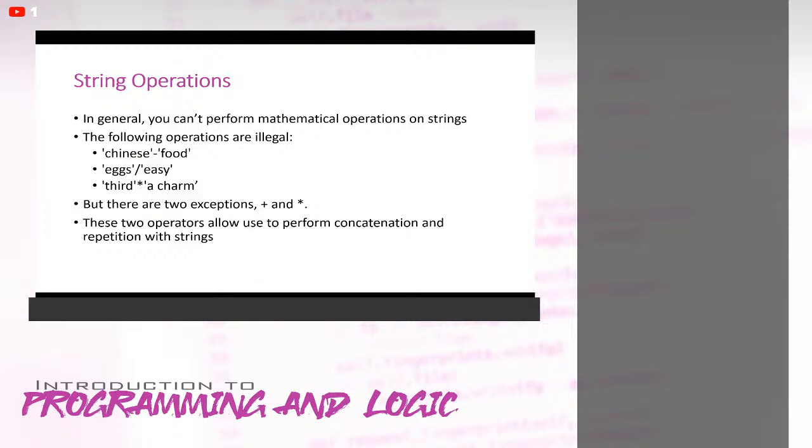But in general, we can't perform mathematical operations on strings because they're not numbers, they're strings. So if we have some examples like you see here, where we're trying to take two words and use some kind of mathematical operator on them, it's not going to work. But we do have the plus sign, which is our concatenation operator with strings, and our multiplication sign, which is our repetition operator with strings.